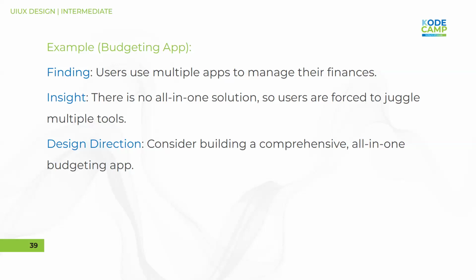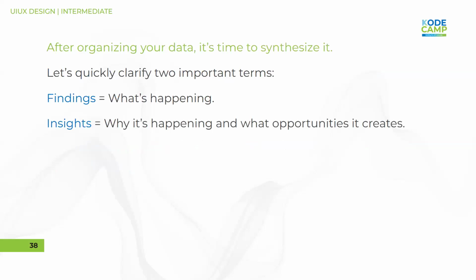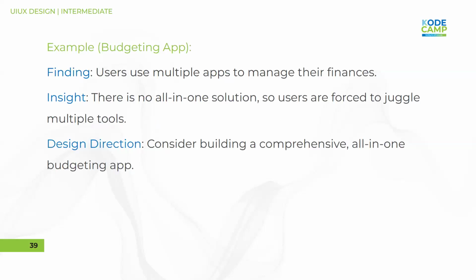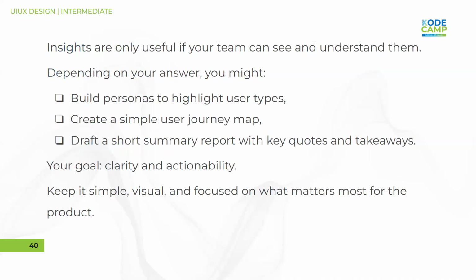So now we have our design direction. We are going to build a comprehensive all-in-one budgeting app that users can use for saving, for their expenses, for their income tracking, for their spending tracking, and whatsoever. This design direction is only possible because we have organized our data and gotten the insight from the findings of the data. Okay, so I said that insights are only useful if your team can see and understand them.